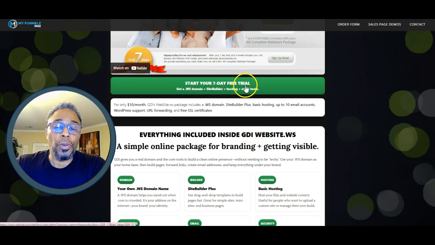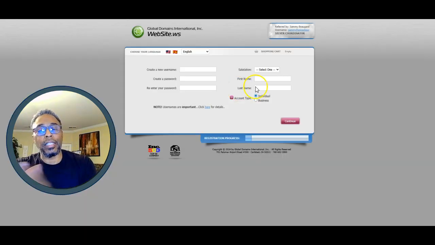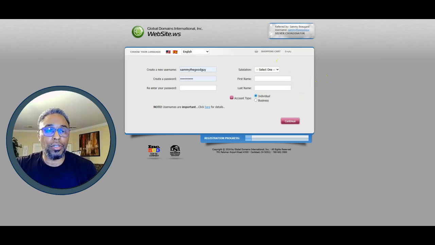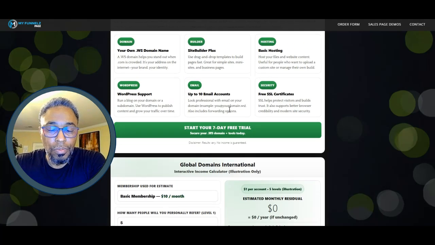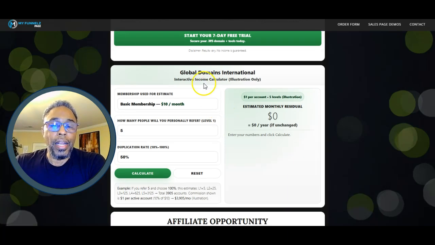When they click this, they're going to be able to join you directly inside of GDI. It's going to go right to the registration page. Then right here, I give them some information regarding Global Domain International, what they're getting for it. And I added a calculator, which a lot of people really like.